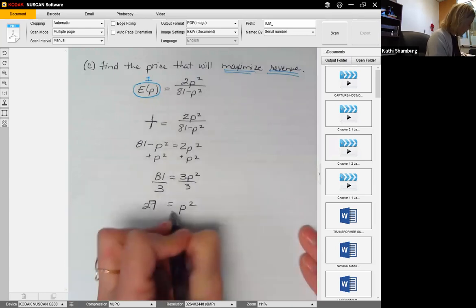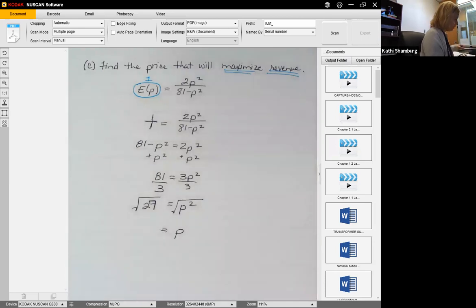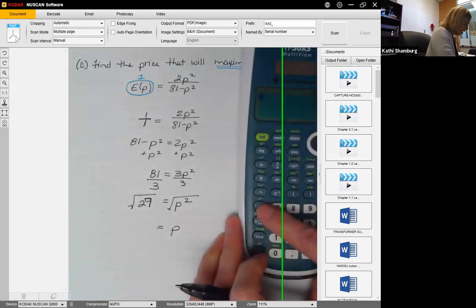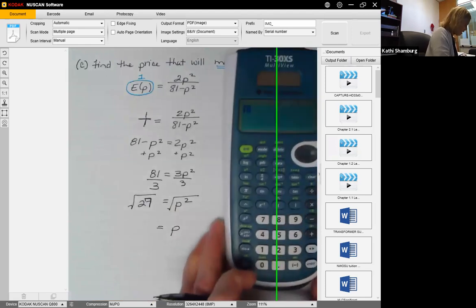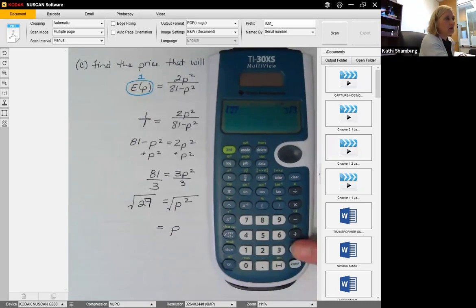We're going to take the square root of both sides to find p, which is the price that will maximize revenue. So the square root of 27. All right. I don't say the price is going to be 3 radical 3. Okay. So again, love this button on the calculator. Hit the double arrow. So it's going to be $5.20.